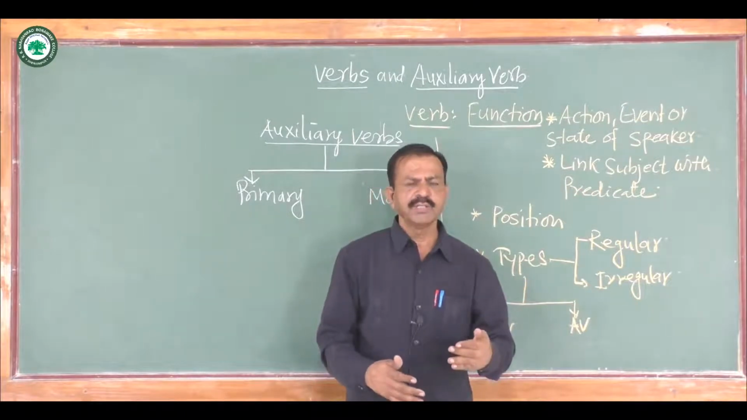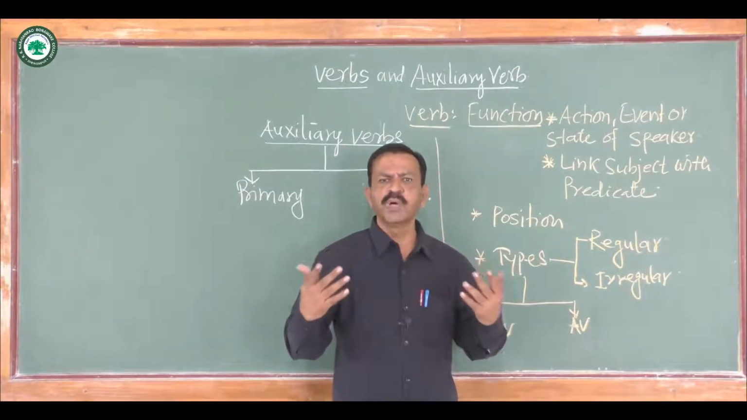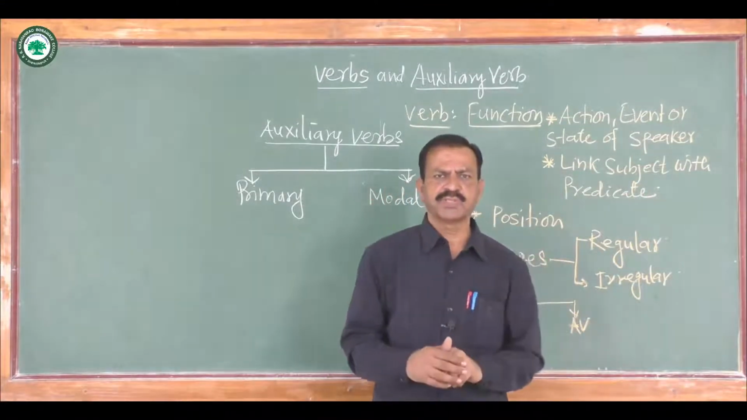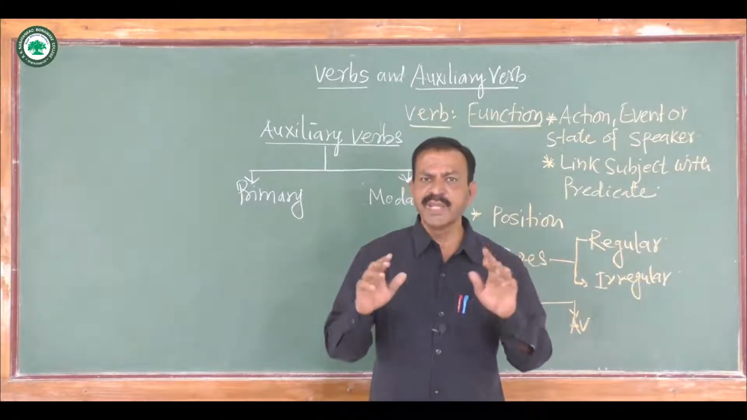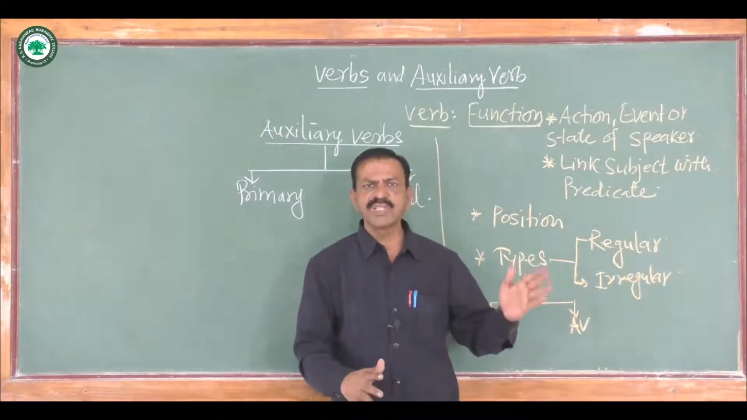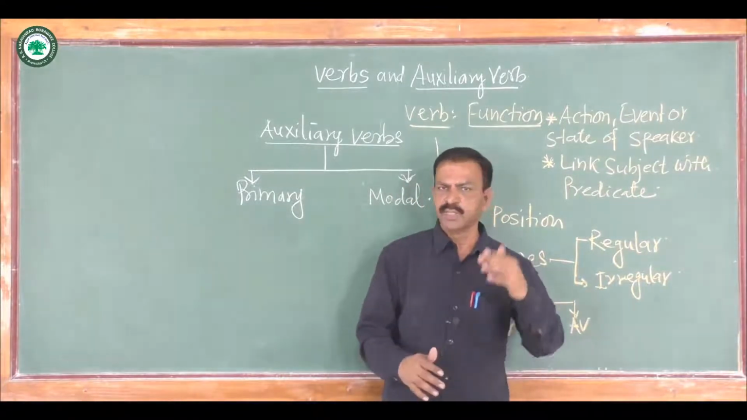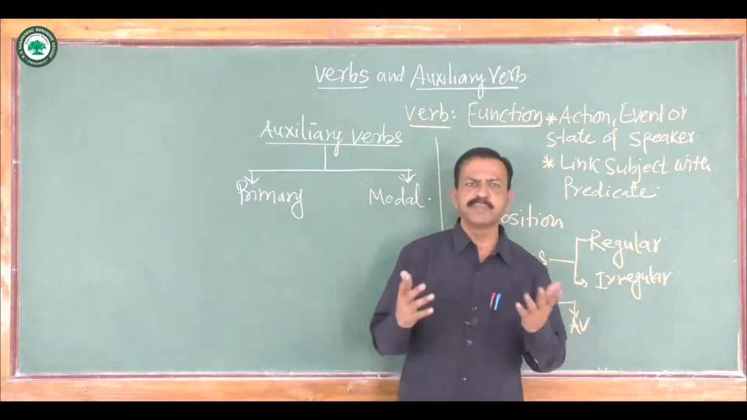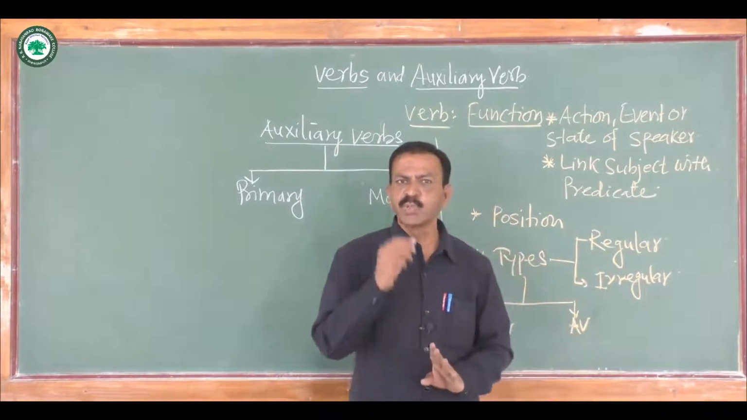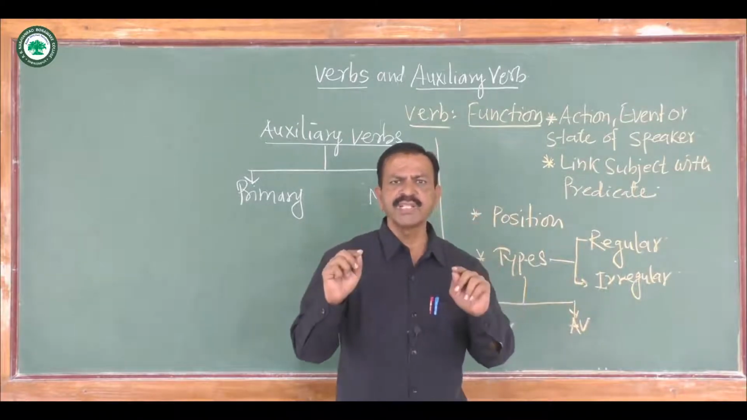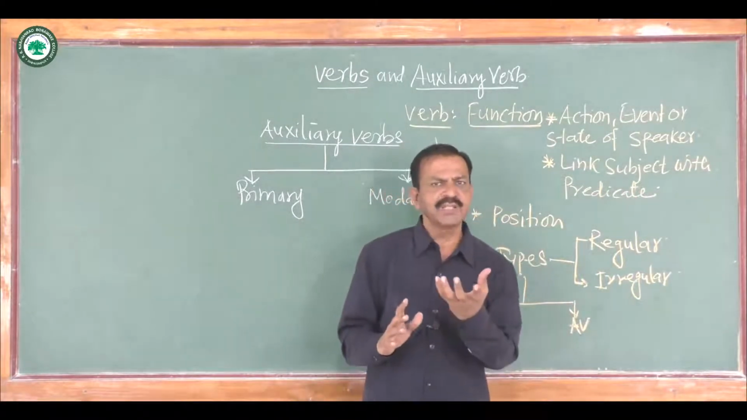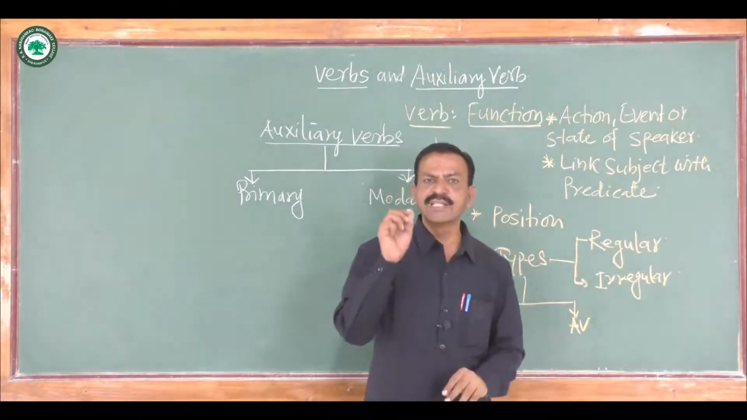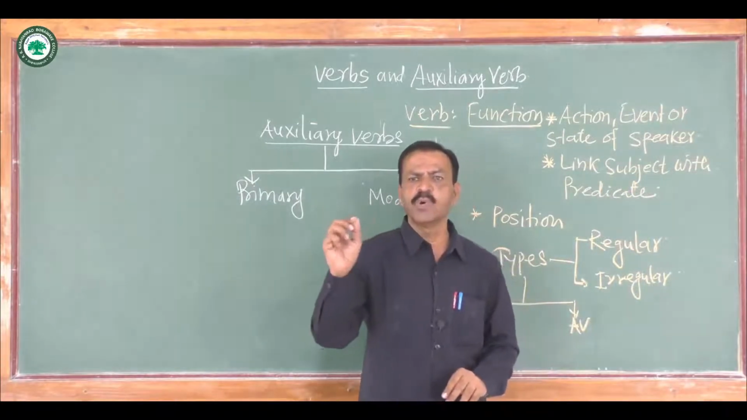Verb may be one word or maybe more than one word. For example, he goes to college. Here, go is the main verb, es is added because the subject is third person singular. What is third person singular? He, she, it, or the name of the object, place, person, etc. So he goes to college. Here go is the main verb, es is added, means goes is a verb and it is a single word. So in this sentence, a single word is a verb.